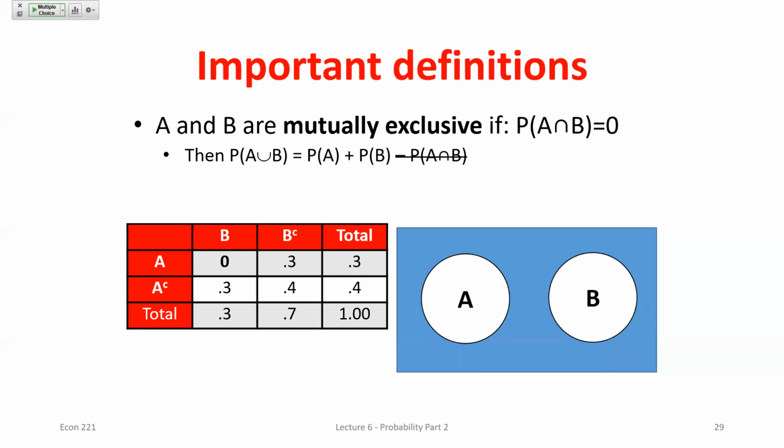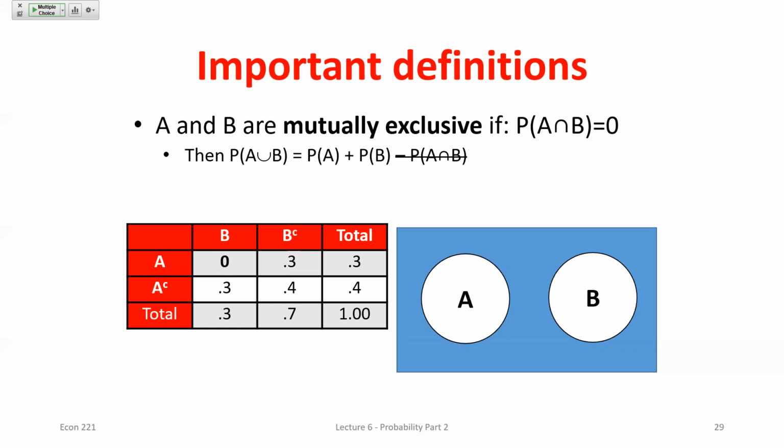That makes this addition rule, or not addition, this makes finding the union a little bit easier. Because now if I subtract the probability of the intersection, well, the probability of the intersection is always 0 for mutually exclusive events. Subtracting 0 doesn't change anything. I can almost just ignore that, just because the intersection doesn't exist if they're mutually exclusive.